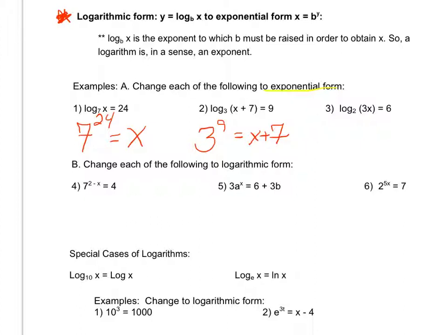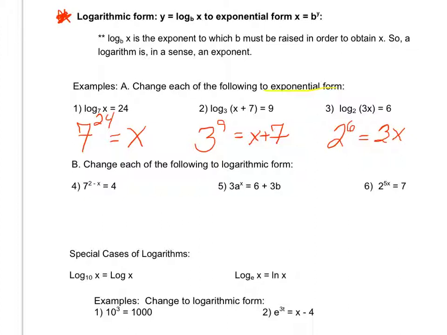Finally, doing the same thing on example 3, I'll take my same base. Example 3 would be a good one for you to try if you want to ignore the fact that I gave you the base. I'll take my same base, raise it to whatever my logarithm is equal to, and set it equal to whatever I'm taking the logarithm of.